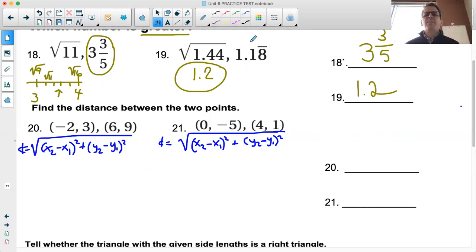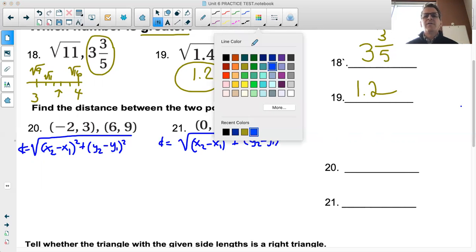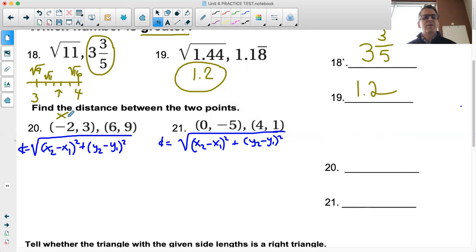Now, again, I kind of gave you some hints on how to approach this. You're going to want to declare those, the x of 1 and y of 1, and the x of 2 and y of 2. So it will just help you when working with the formula. Okay, so let's work with number 20 now.